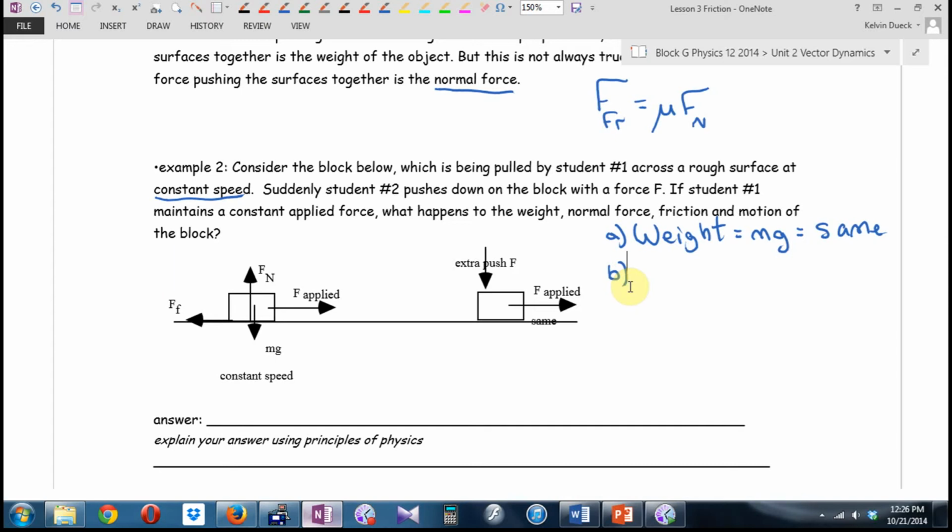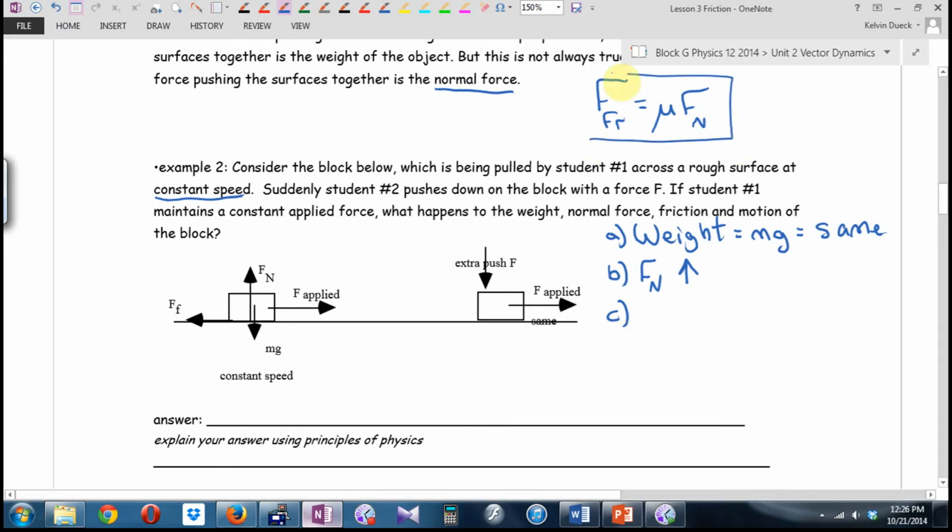Increase. My abbreviation for, so first of all, Fn increases. My abbreviation for increase is arrow pointing up. My abbreviation for decrease is arrow pointing down. I tend to abbreviate. C. So what happens to the force of friction? Well, if friction is that, and if the normal force gets bigger, what happens to the force of friction?